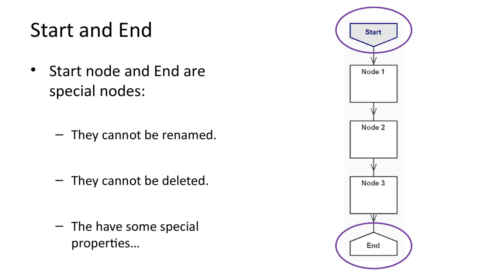The start and end nodes are special types of nodes. Firstly, unlike other nodes, they cannot be renamed or deleted. But in addition to that, they also have some other properties.